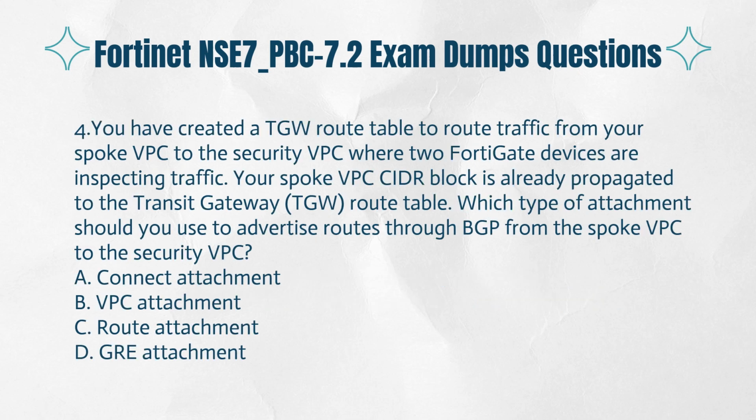4. You have created a TGW route table to route traffic from your Spoke VPC to the security VPC where 2 FortiGate devices are inspecting traffic. Your Spoke VPC CIDR block is already propagated to the Transit Gateway TGW route table. Which type of attachment should you use to advertise routes through BGP from the Spoke VPC to the security VPC? A. Connect attachment. B. VPC attachment. C. Route attachment. D. GRE attachment.